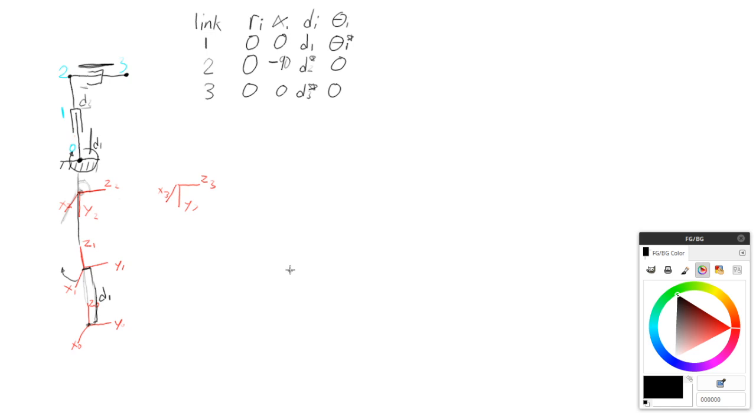And now it's time for us to build our homogeneous transformation matrices. That's a mouthful. HTMs, right? So let's look at A1 first.